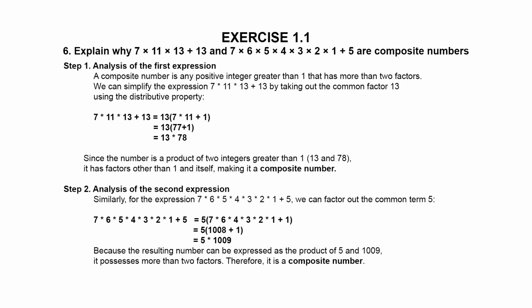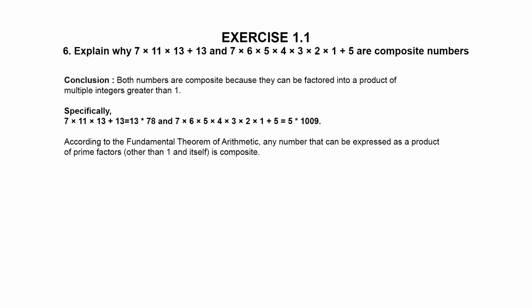7 × 6 × 4 × 3 × 2 × 1 + 1 = 5 × 1009, since 1008 + 1 = 5 × 1009. Because the resulting number can be expressed as the product of 5 and 1009, it possesses more than 2 factors. Therefore, it is a composite number.